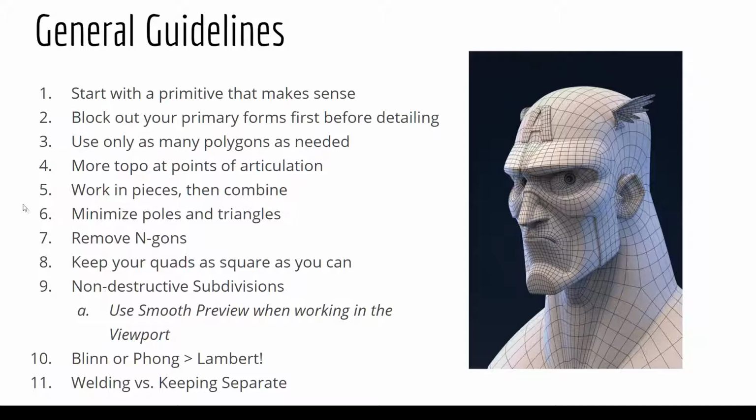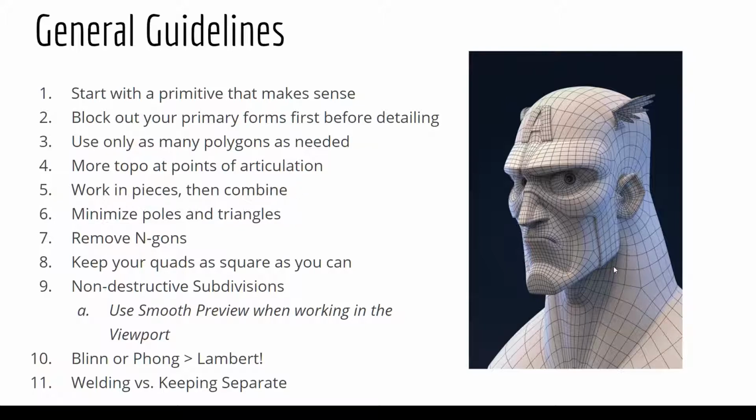It's a good idea to work in pieces and then combine those pieces together afterwards. This is similar to the idea of using only as many polygons as you need and blocking out your primary forms first before adding more topology. The basic idea is that you want to break up your mesh into the complicated pieces and keep those pieces separate while you model them, but still keep in mind that you're going to combine it all together.